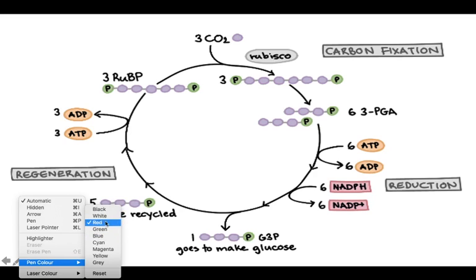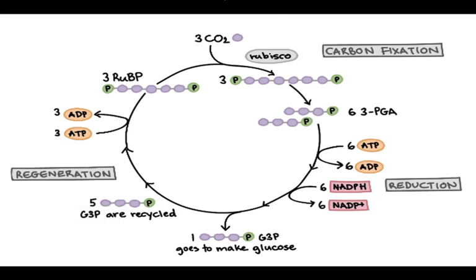Let me use another color, let's say blue color. So let's assume that this carbon is being used. Now this one is the carbon. Now this ribulose, as the name indicates, contains 5 carbons. Now 5 plus 1 is equal to 6. So this 1, 2, 3, 4, 5 and 6.